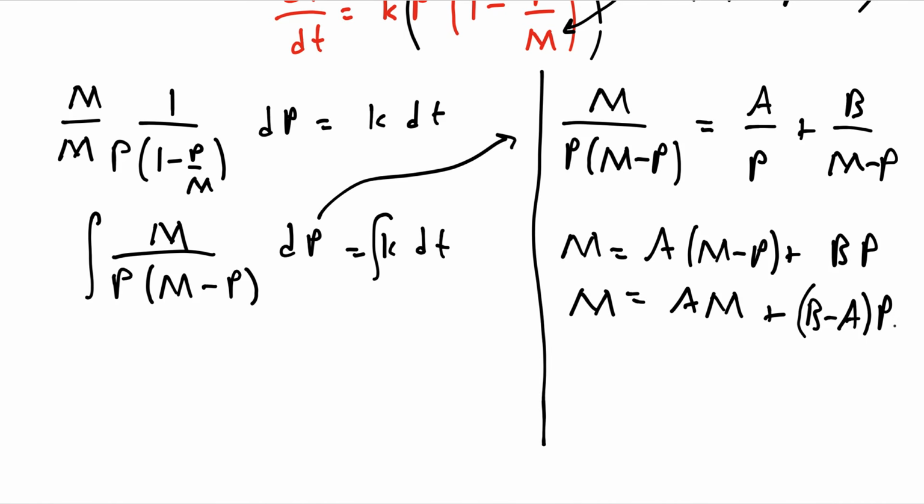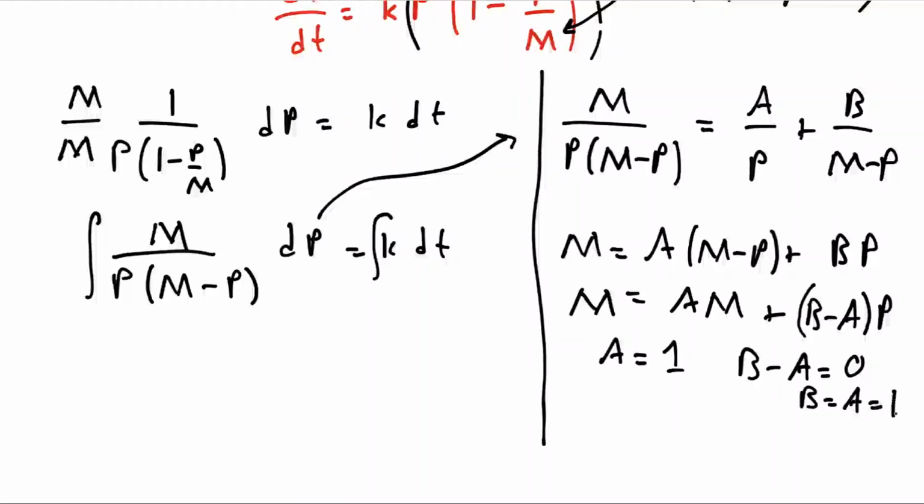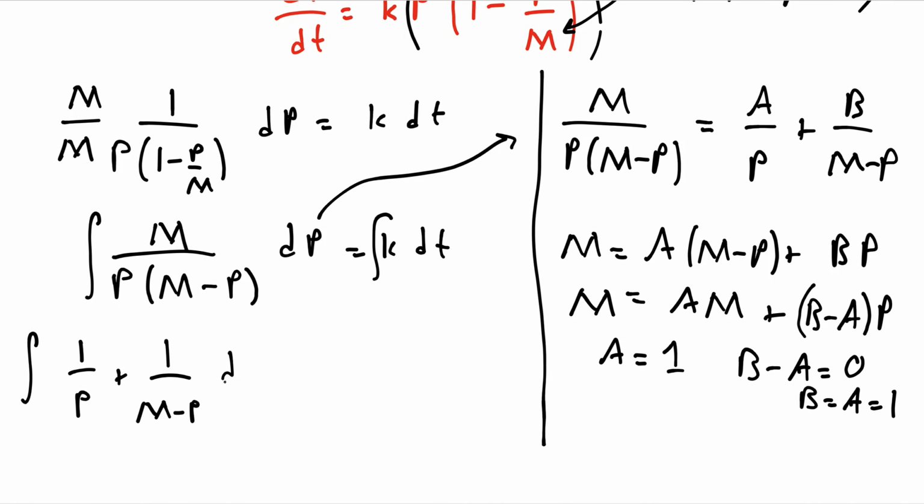Once again, the variable that we're interested in is P. So M is a constant term, AM is a constant term. M equals AM. That means that A must equal 1. There is no term with a factor of P on the left, so (B minus A) times P must equal 0. That means that B equals A, which is 1. So using partial fraction decomposition, we can write this first integral as the integral of 1 divided by P plus 1 divided by (M minus P), dP.